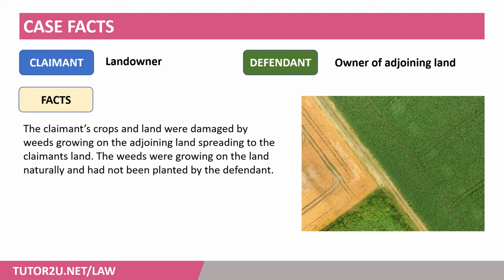They had not been planted by the defendant, but they had spread via the wind, which meant that the wild thistle then spread onto the claimant's land, causing considerable damage. The claimant sought an action in Rylands and Fletcher.